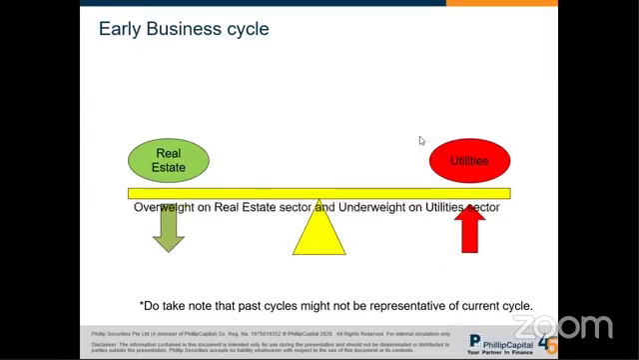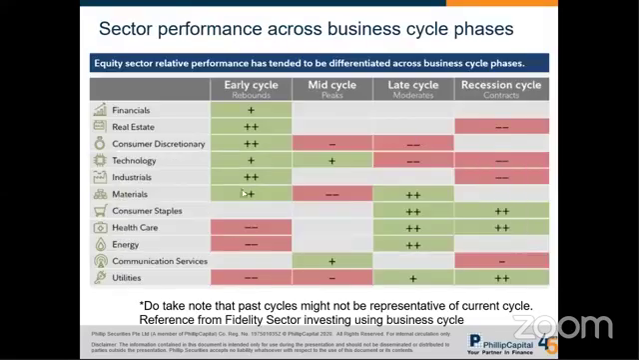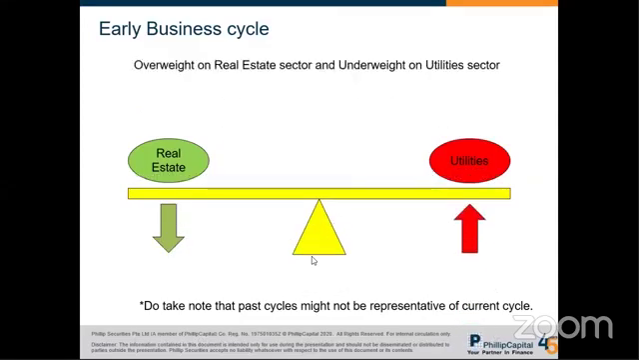So when I'm in the early stage business cycle, based on this, you can see that in the early stage cycle, real estate is expected to do well. The sectors that will not do well are healthcare, energy, and utility. So when we are doing sector investment, we can also use CFD to trade in a sector. What I'll be doing is overweight on the real estate sector and underweight on the utility sector. So I can consider long real estate and short the utility sector.